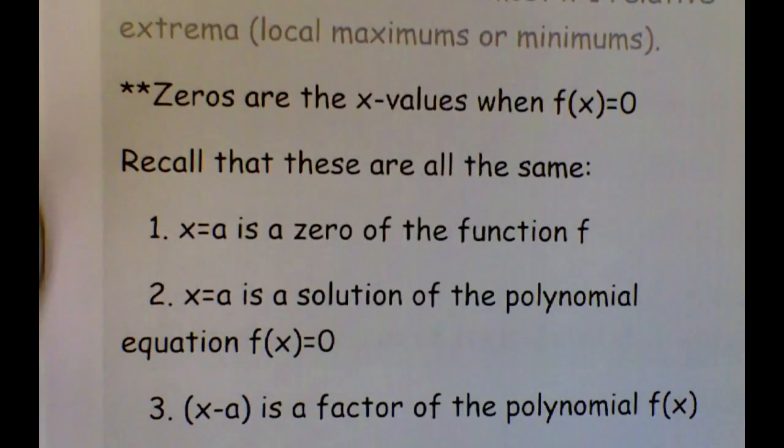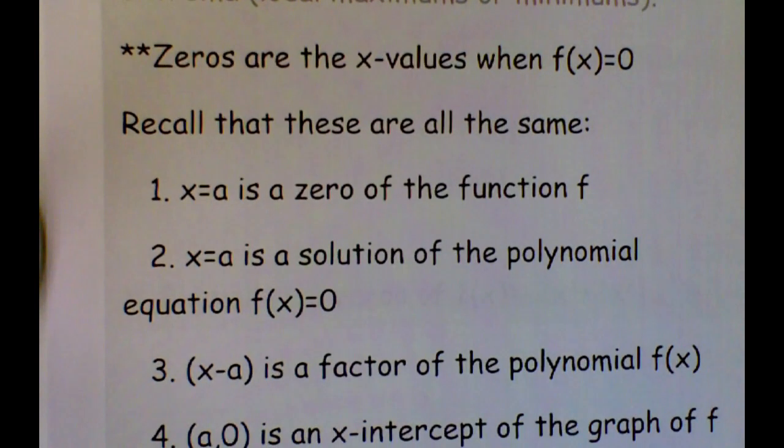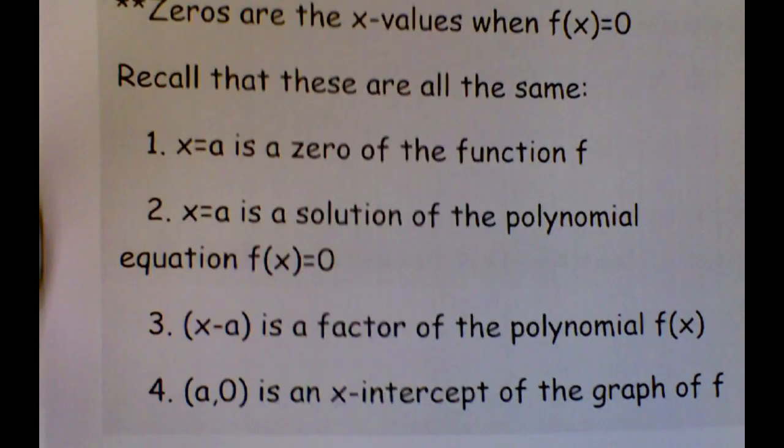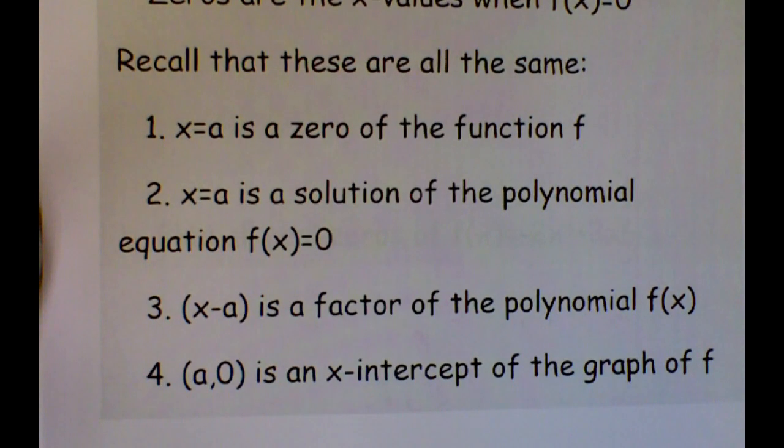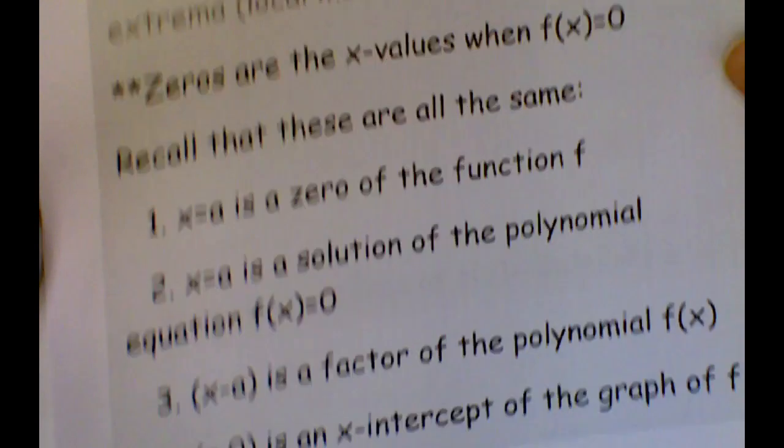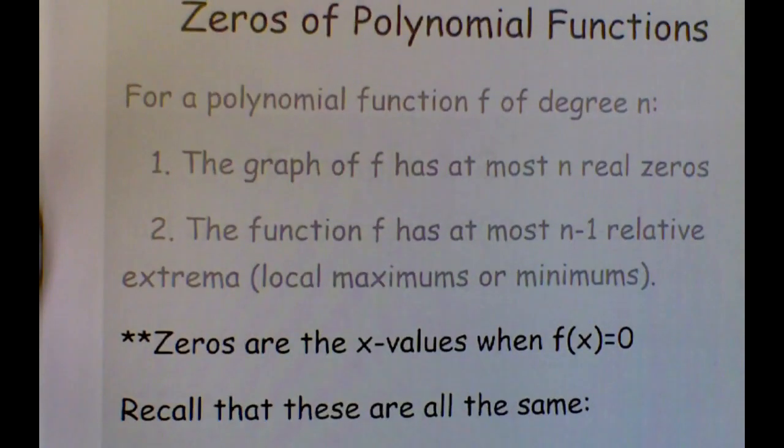Also, please remember, the zeros are the x values when f of x equals 0. All these statements are the same. X equals a is a 0 of the function. X equals a is a solution of the polynomial equation f of x equals 0. X minus a is a factor of the polynomial f of x, and a comma 0 is an x-intercept of the graph of f. All those mean the same thing.